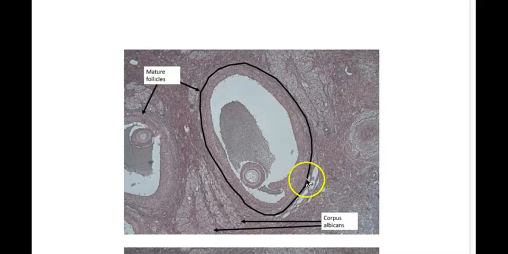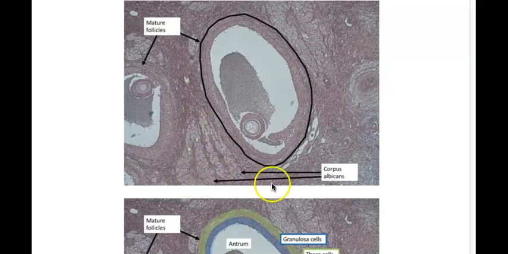Now we get to mature follicle. So now you see there's the oocyte, there's that zona pellucida, corona radiata. Look at how large that antrum now is. It's a very, very, very large antrum. So these are now mature follicles. That's how you'll be able to tell.